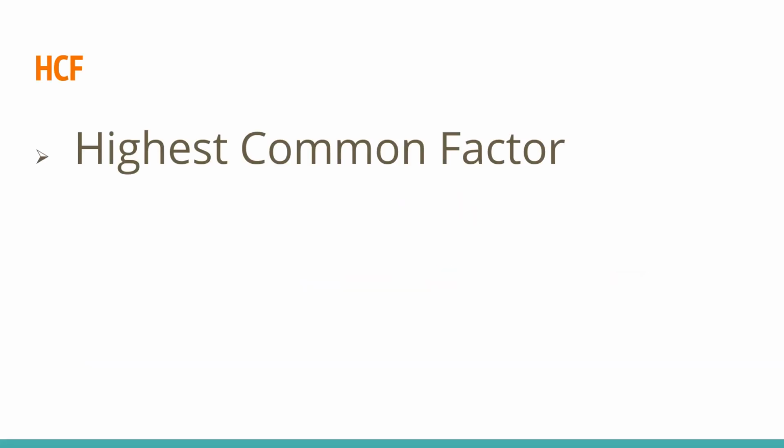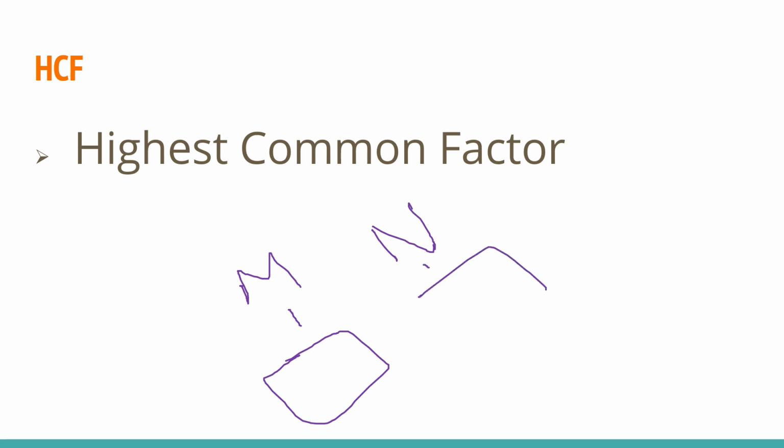So initially, let us see what is HCF. HCF is nothing but highest common factor. Let us consider two values, M and N. We have to find the factors of M and the factors of N, and the highest factor which is common to both M and N is known as the highest common factor.